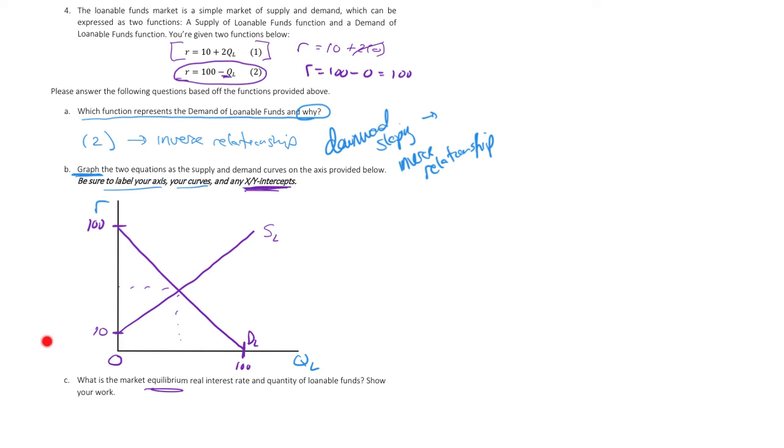For part B, you don't need to do anything over here in the second quadrant. We don't care about the negative quantity of loanable funds. We're just not going to deal with that right now.